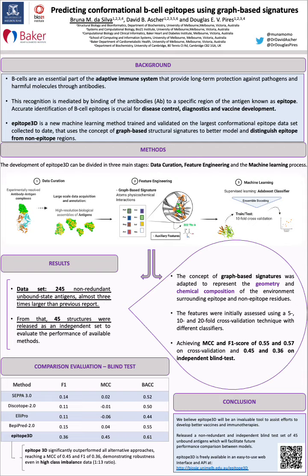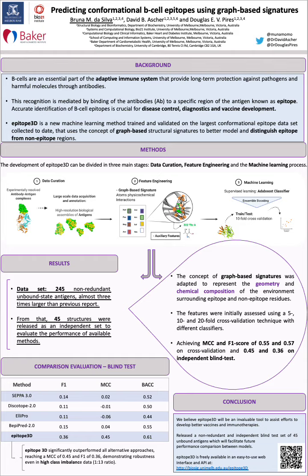Moving to the results, to conclude, I would like to share the summary of our results with you. We have curated the largest non-redundant set to date, achieving 245 antigen structures. From this set, we are releasing 45 as an independent set to evaluate the performance of other available methods as well. Epitope3D achieved a good performance on cross-validation with a Matthews correlation coefficient of 0.55.